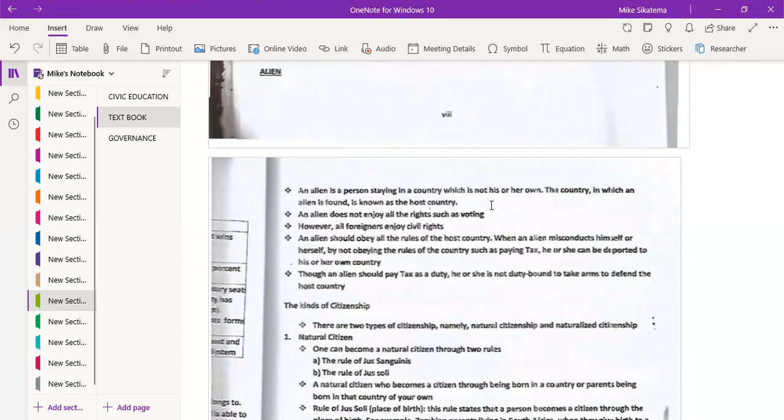The country in which an alien is found is called the host country. Much like in biology, when we talk about parasitism, when someone has a parasite like some form of worm, like Ascaris lumbricoides, that parasitic worm, these long worms, we as the human being will be the host. So we'll be the host species of those parasitic worms. In much the same way, think about the country where that alien is.